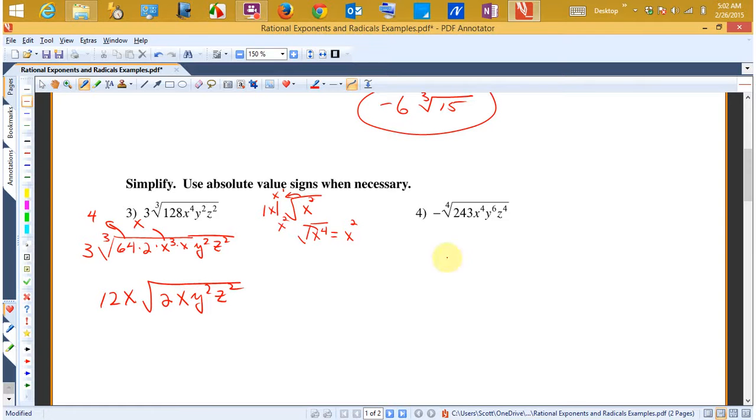Let's move to the next one. And what I'm doing is I'm taking the fourth root of 243.